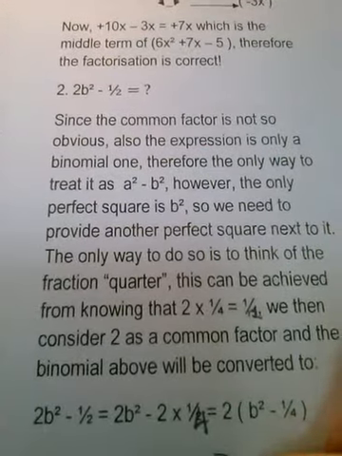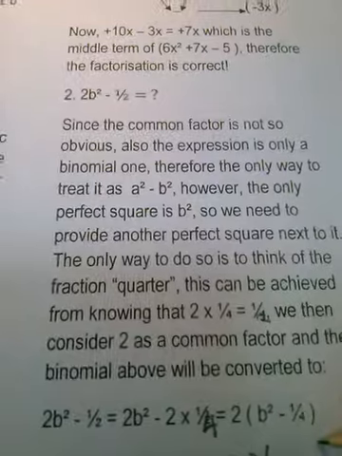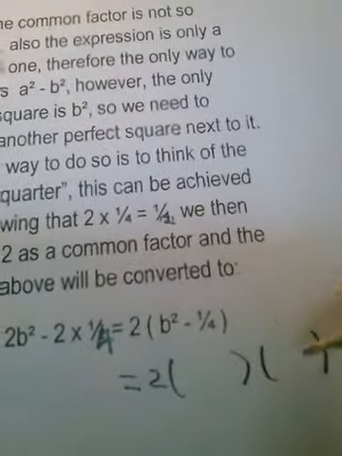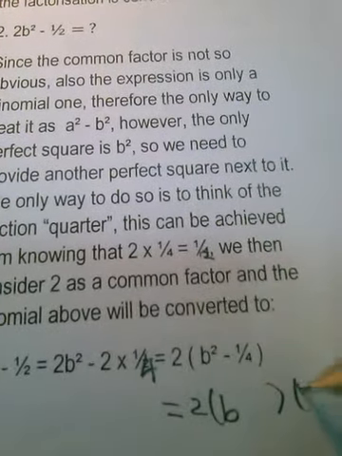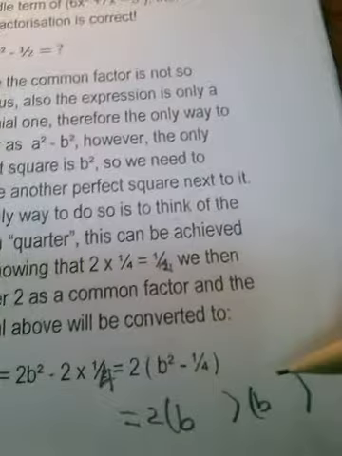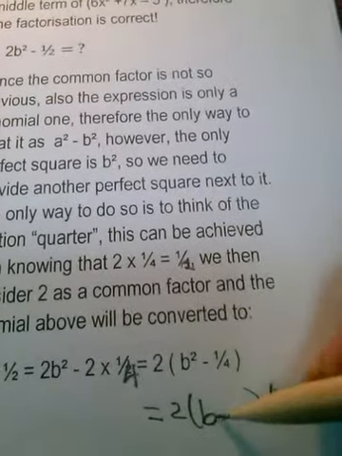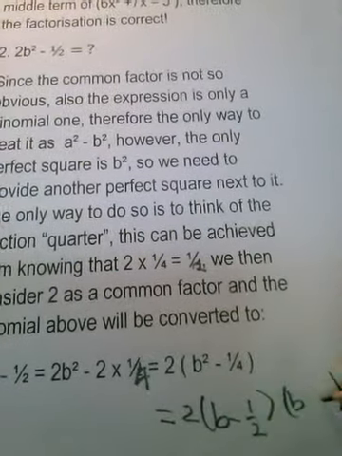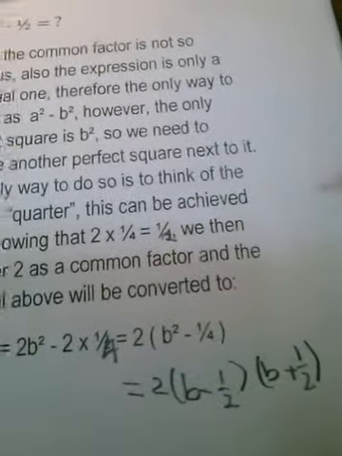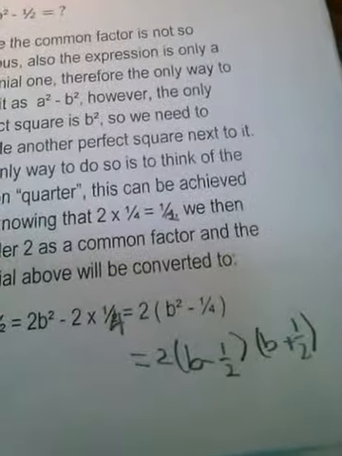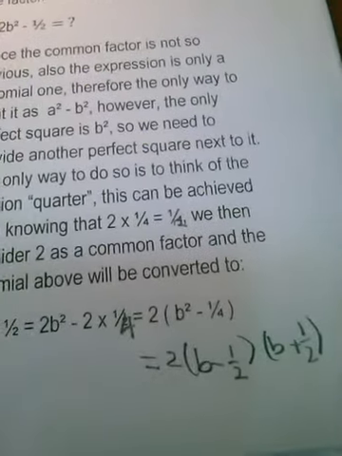And now we can factorize this binomial as difference of two squares. We get the square root of b squared, which is b, in both grouping symbol sets, and the square root of a quarter is a half, and we have to put a minus and a plus. That's the final form of the factorization.